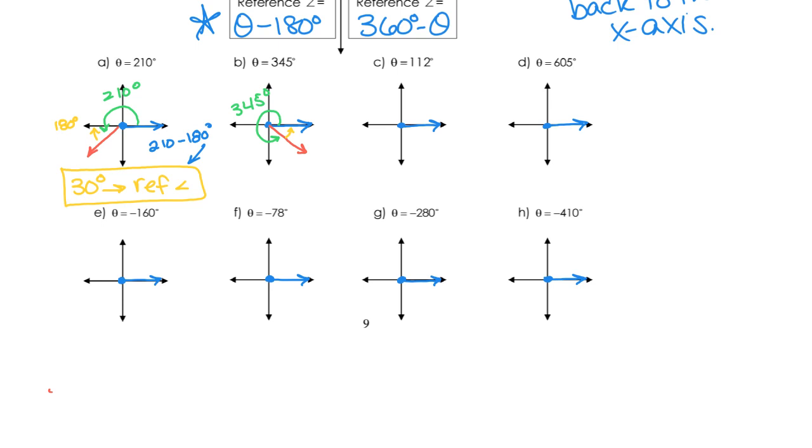How many degrees would I have to travel to get there? I would have to travel 15 degrees because 345 plus 15 would put me at 360 and I would be back on the x-axis, and that would be my reference angle. Notice it's positive, it's acute, and it would put me back on the x-axis the quickest way. Again, if you think about what we talked about up here, to get that reference angle, you take 360 and you subtract your 345. That's another way you can get that 15 degrees.